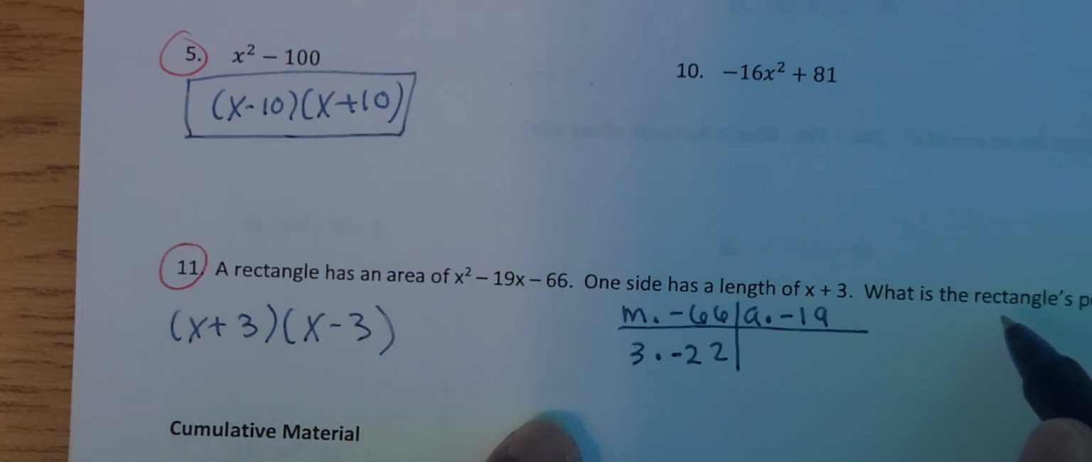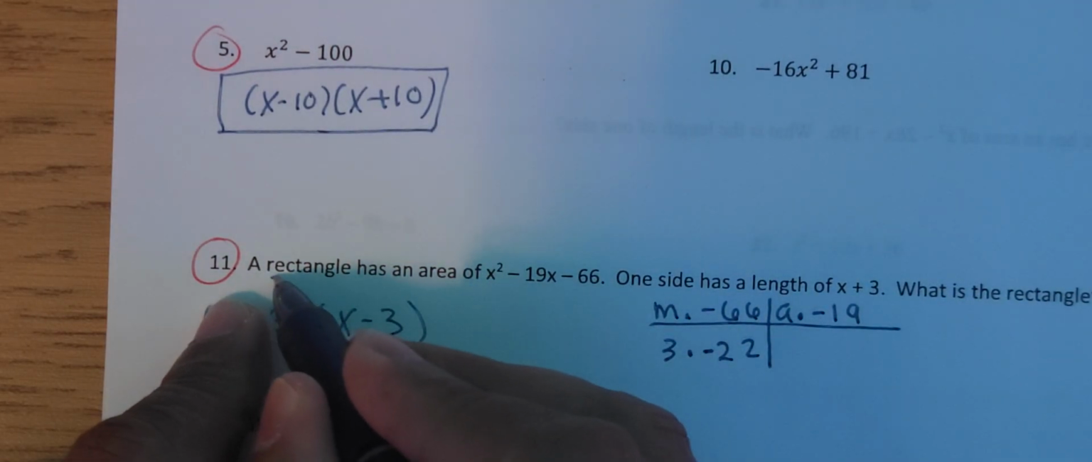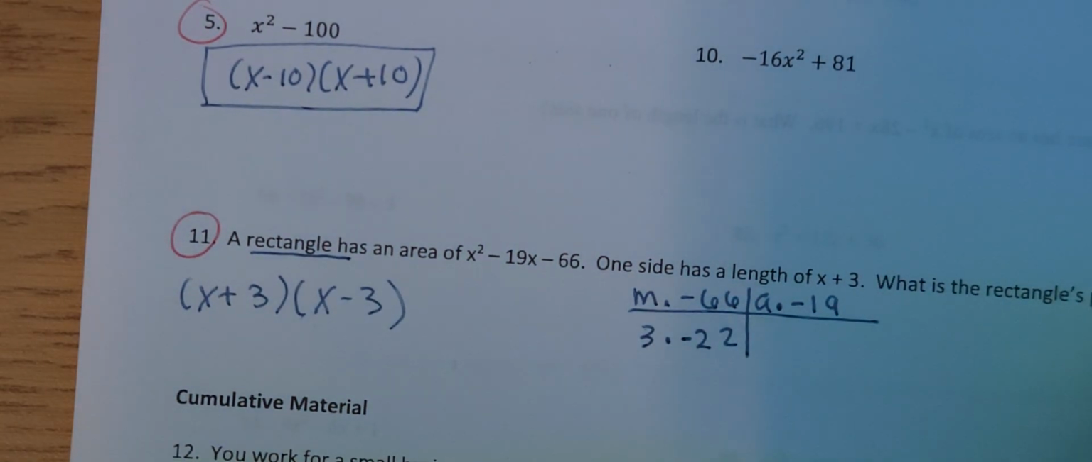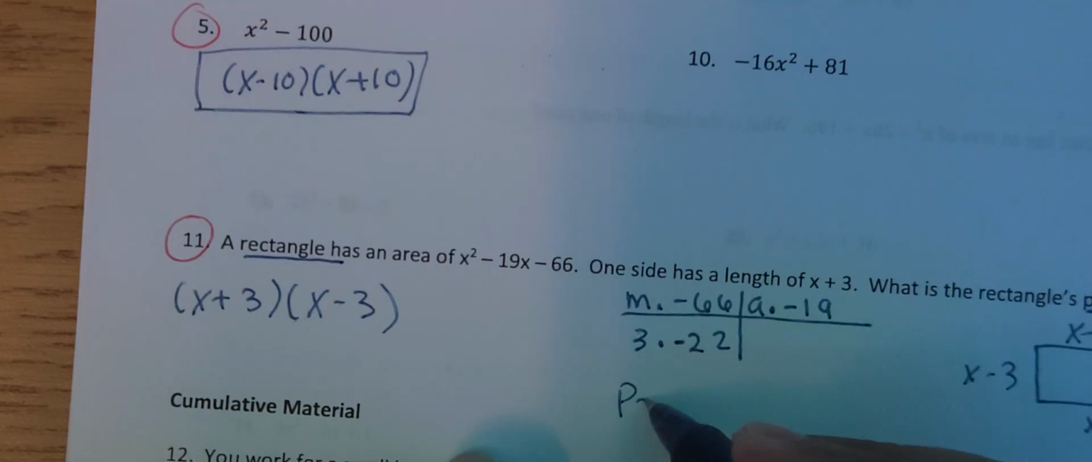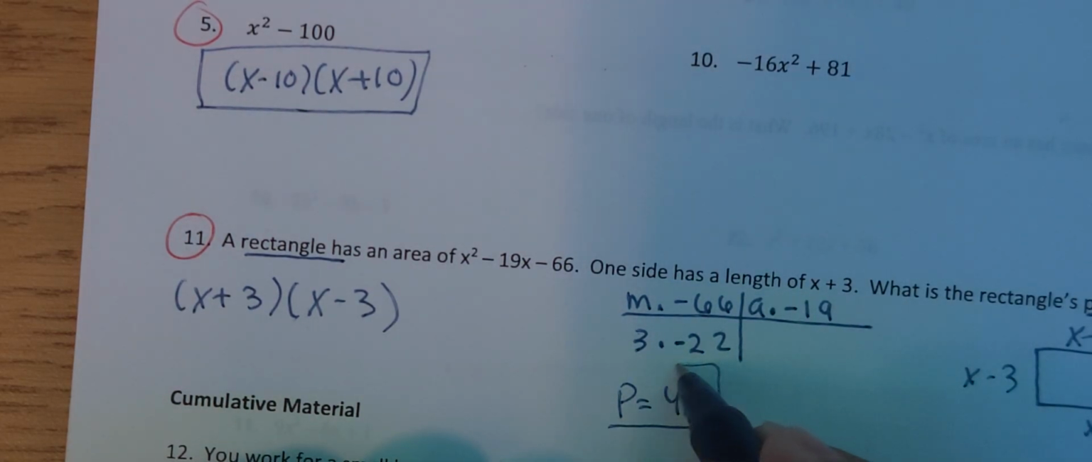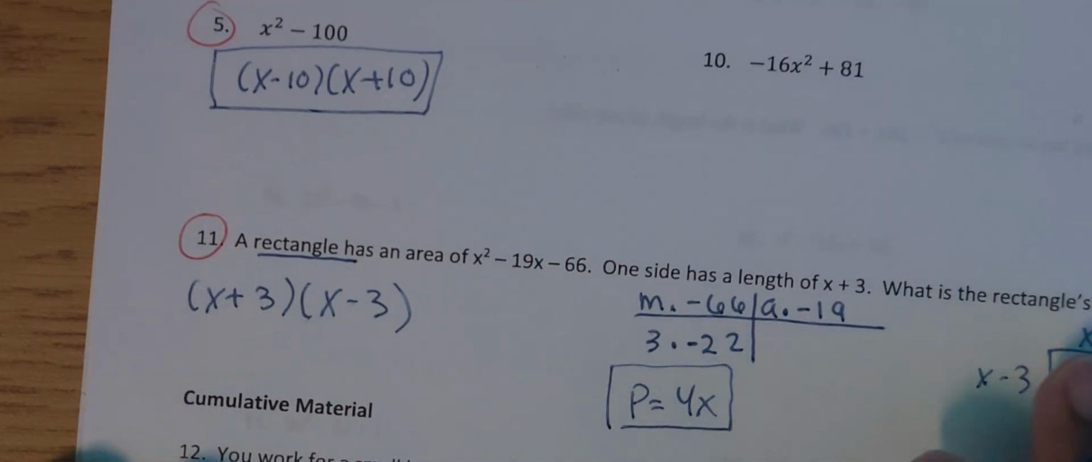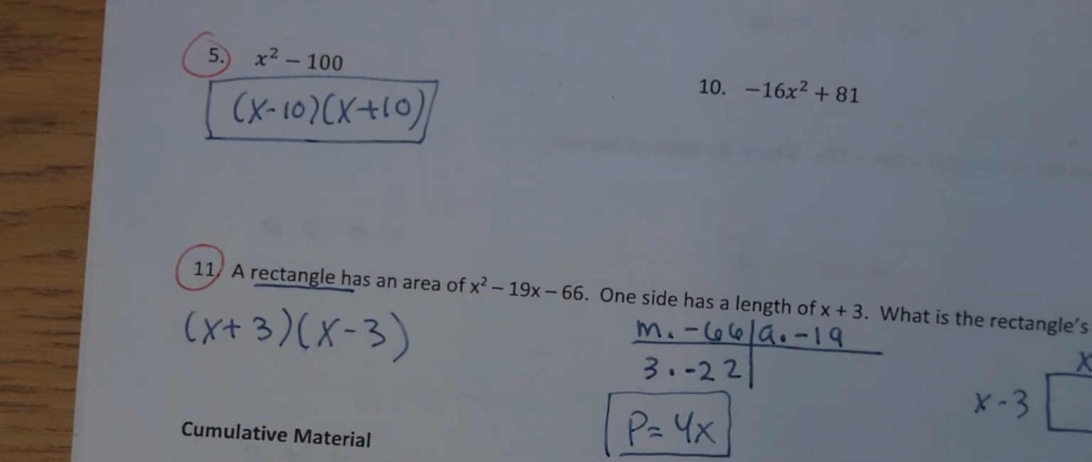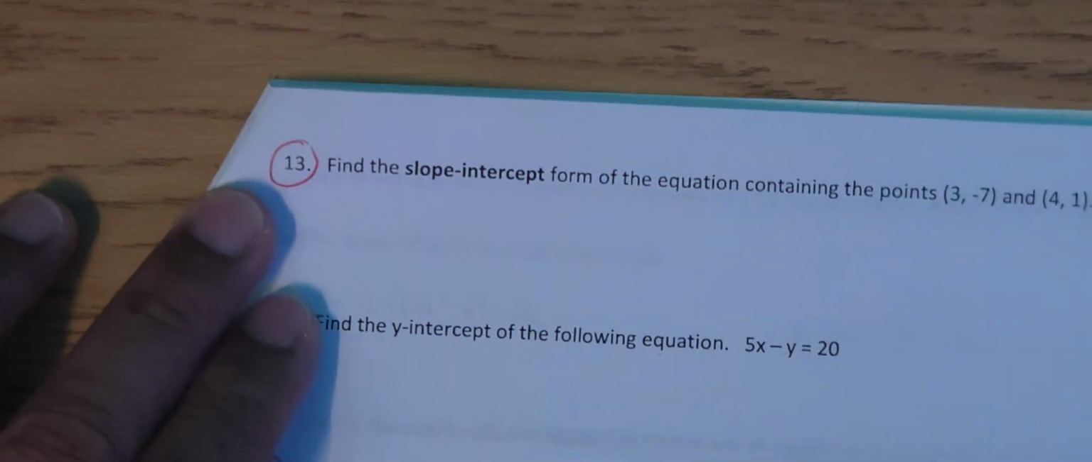Now this is a rectangle, and we need to find the perimeter. Sketching the rectangle, let's say this side is x plus 3, this is x plus 3, and these are x minus 22 and x minus 22. Add all the x's: 1, 2, 3, 4. So the perimeter is 4x, and then we have negative 22 plus 3 and so on. So the perimeter is 4x plus the constants. All right, so that's number 11. Let's go to the next page and do number 13.